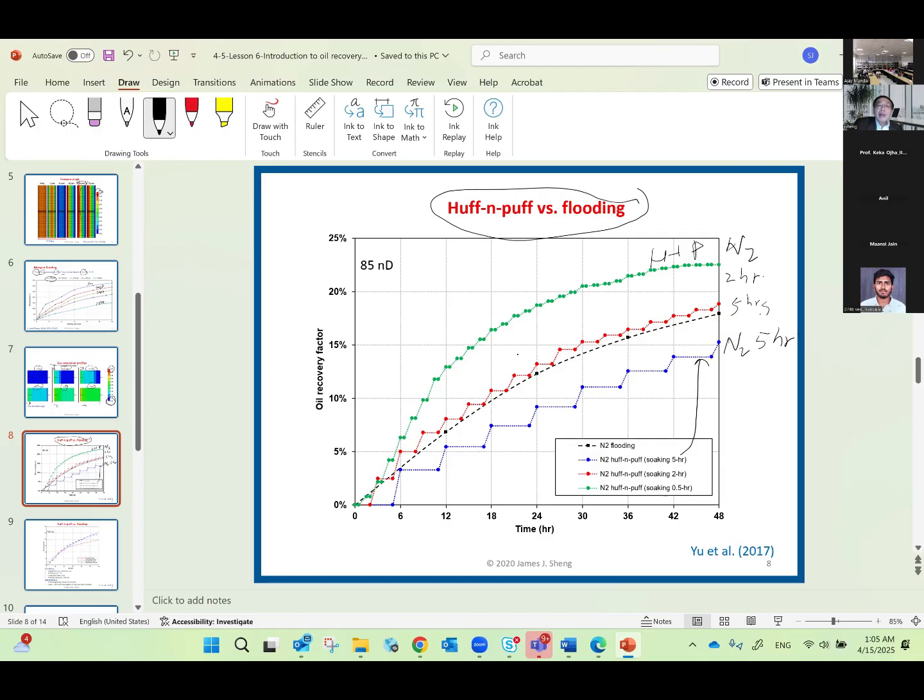And the blue one is flooding. So this dotted line is flooding. Okay, now this one, the red dot, is 2 hours soaking time.